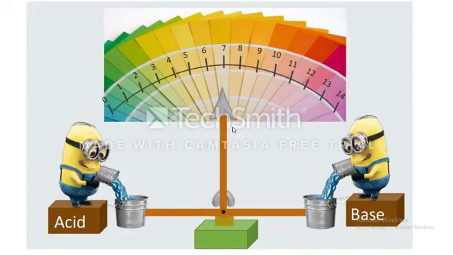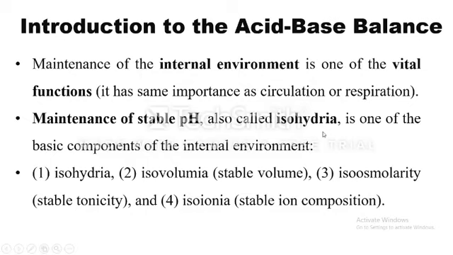So how are the acids and bases? There is a balance. If you have acid and base in equal amounts, you have a balance, and you have a pH of 7, that is neutral pH. At this point the solution is neither acidic nor basic. Going below 7, it becomes acidic, and going above 7 it becomes basic. So this is the introduction to acid-base balance.